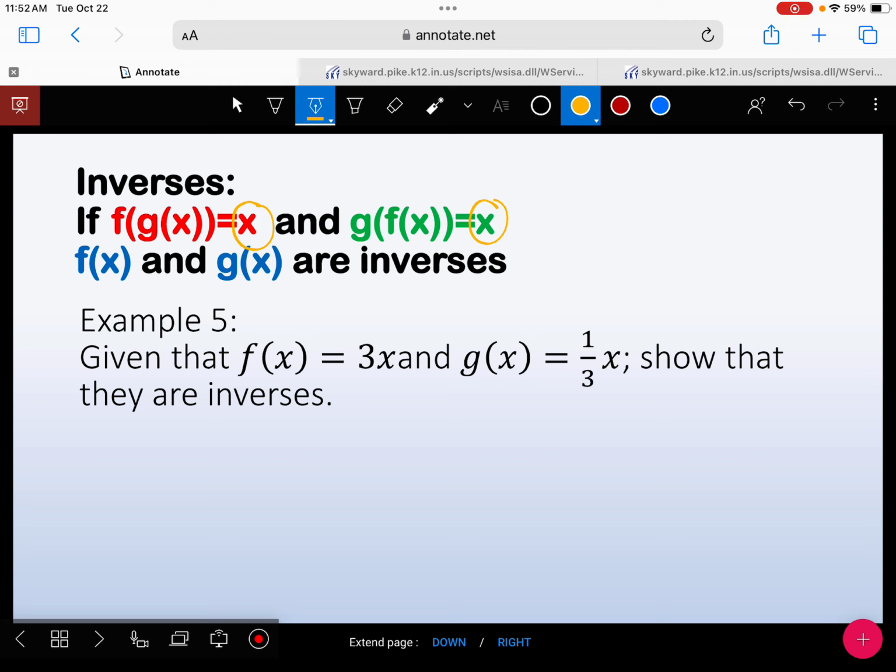And then we will show that these two functions, f of x and g of x, and these are pretty basic ones, will show that they are indeed inverses.